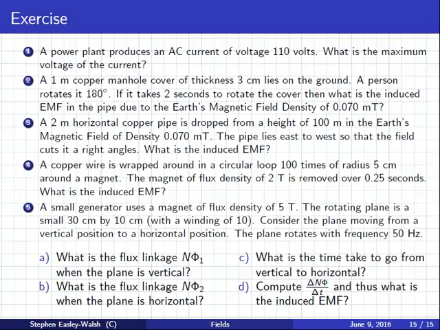This way, into the field, not perpendicular to the field. But when the plane is horizontal, the force, like the airplane, is up, perpendicular to the field, as it should be. So in part A it's 0, and part B it is not. It is B times area.